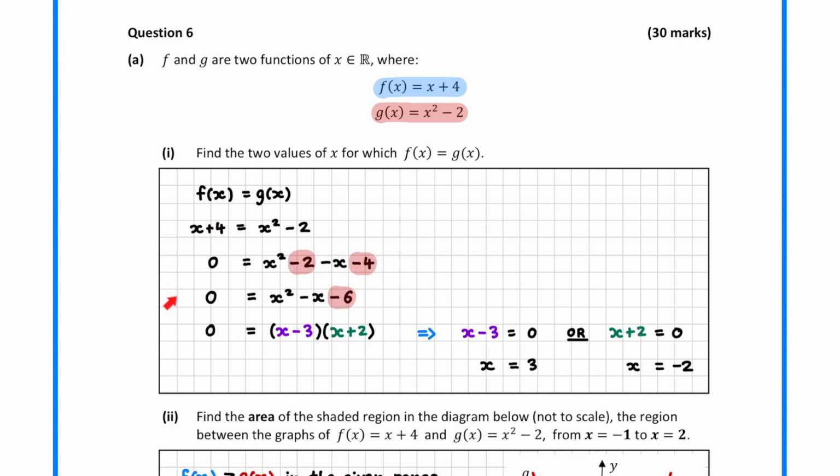We simplify the right-hand side, and then factorise the resulting quadratic. The only way 2 numbers can multiply to 0 is if one of them is equal to 0. So either x minus 3 is 0 or x plus 2 is 0. This gives us two solutions, x equals 3 and x equals minus 2.